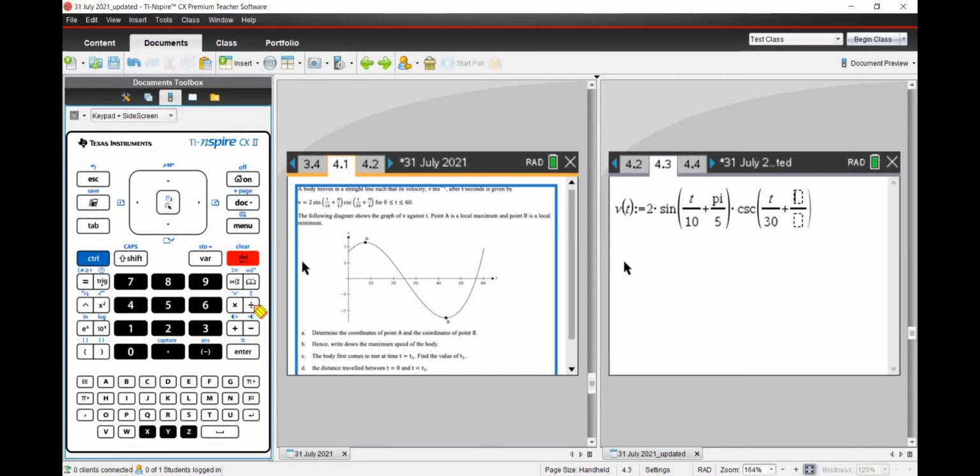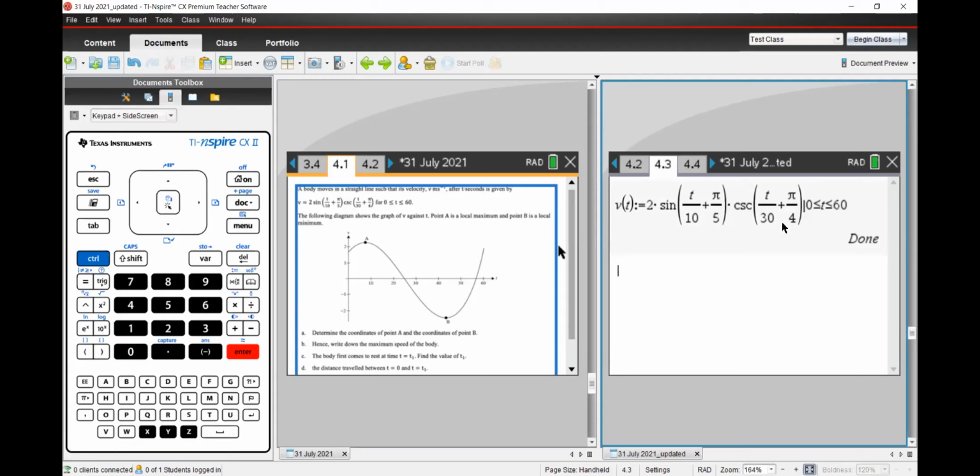Okay, so this is the equation given, but the time is defined only from 0 to 60. So we create a constraint here, such that t should lie between 0 to 60. This is a shortcut if you are using your emulator. You can write less than or equal to, and if you press enter, it converts into the actual symbol of less than or equal to or greater than or equal to. So my velocity function has been defined.